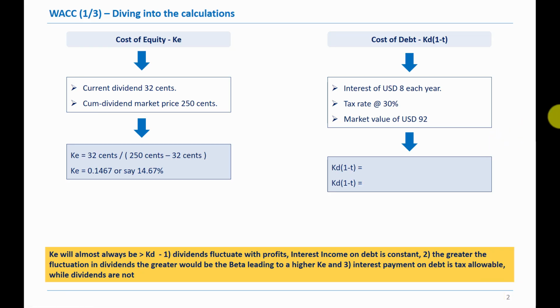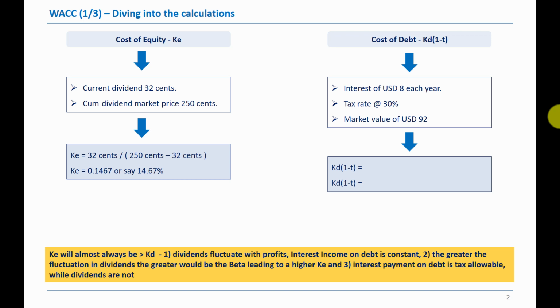Moving on to the cost of debt, we have interest of USD 8 each year, assuming a par value of 100. The tax rate is 30%. The market value is 92 for each 100 nominal. There is no redemption, so we can assume that this is a case of irredeemable debt. What do we do when it comes to irredeemable debt? You take your interest, net off the tax impact, and divide it by the market value at that point in time.